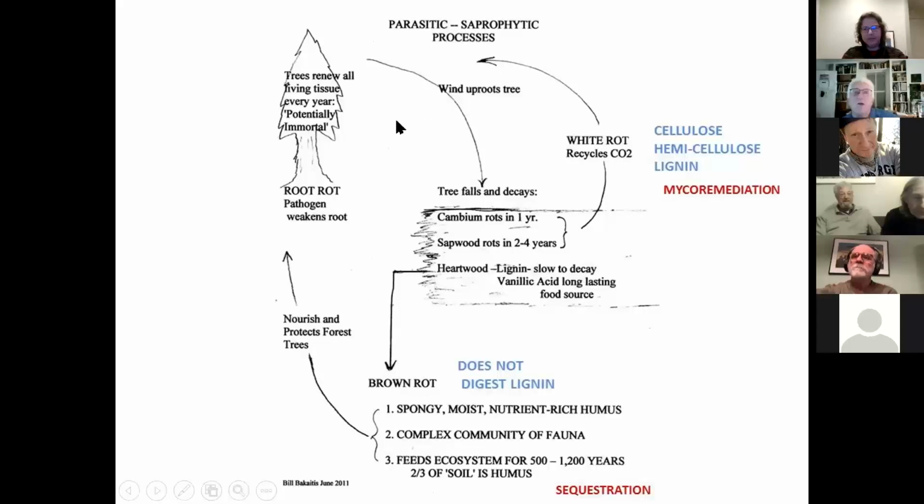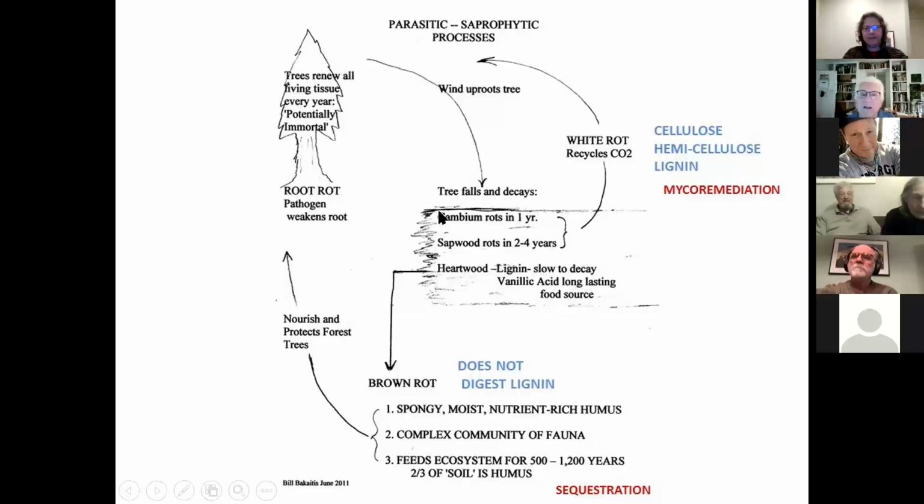So here we have the parasitic saprophytic process. It's said that trees, because they renew their living tissue every year, are potentially immortal, not immoral, but immortal. So they grow year after year. But you might have something that rots the root, a pathogen that weakens the tree. Wind blows and the tree falls down. It lies in contact with the ground, moisture gets in, and decay starts.